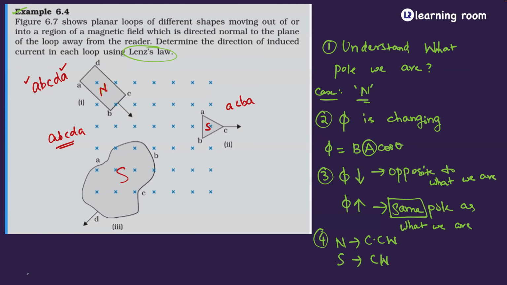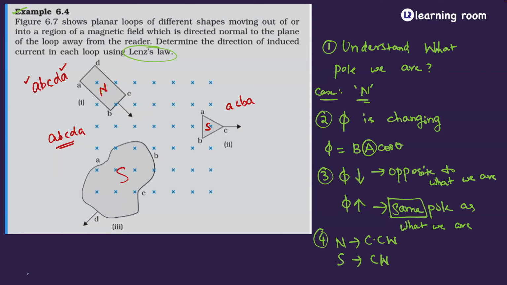What are they? First, you need to understand what pole we are. In the sense, if the magnetic field lines are into the plane, then what pole are we going to act as? We will be the North Pole and the board is going to be the South Pole. It is going to receive the magnetic field lines.